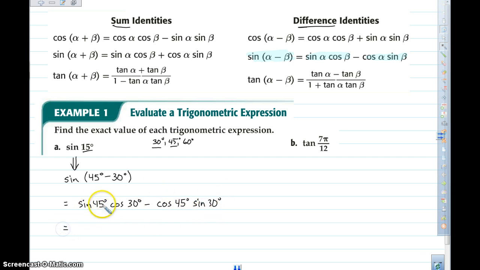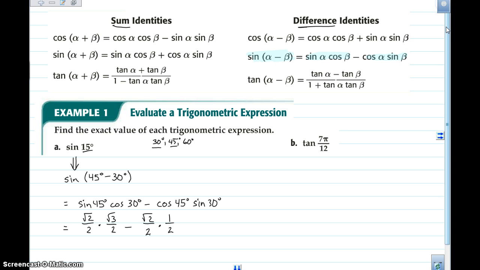Now, because these are on our unit circle, I can actually evaluate each of these individually. So the sine of 45 degrees on my unit circle is square root of 2 over 2. And the cosine of 30 degrees is square root of 3 over 2. Cosine of 45 degrees is square root of 2 over 2. And the sine of 30 degrees is 1/2.